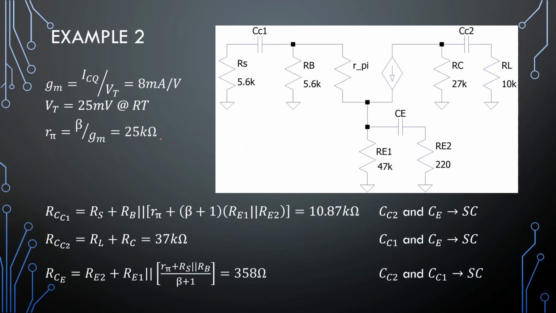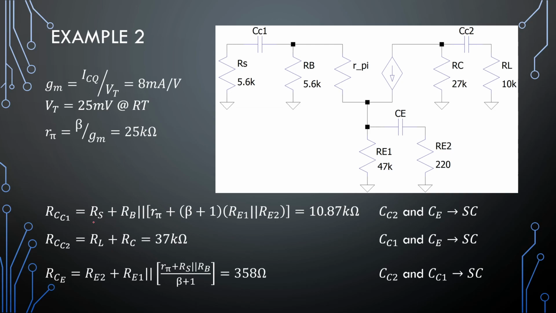Right, onto the model. The only difference between example 1 and 2 is that now this capacitor is not going to ground, it's going through RE2 to ground, and that is the only difference. So CC2 still sees R load and R collector. That's it.